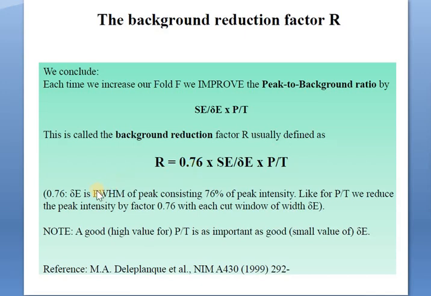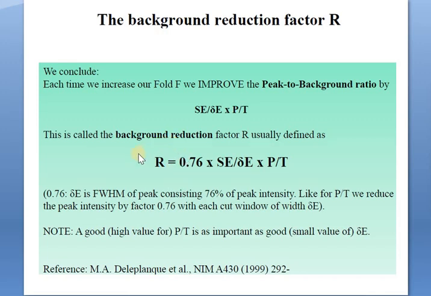Where did we observe this? We observed this thing here, right? Compared to this case, we went to this one, and then when we went to this case, we observed this reduction factor. And this is called the background reduction factor R, which is defined as this. Now, the origin of this 0.76 is that delta E is the FWHM of the peak, and you can find it out from statistics, assuming that it has 76% of the peak intensity. Like for peak to total ratio, we reduce the peak intensity by a factor of 0.76 with each cut window of width delta E.